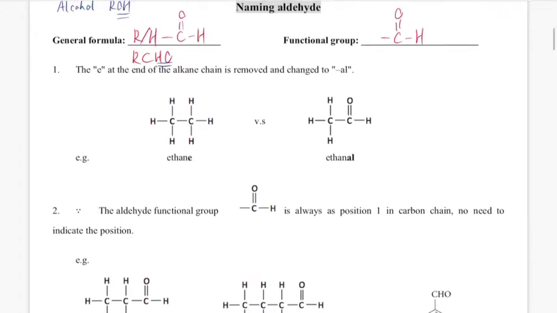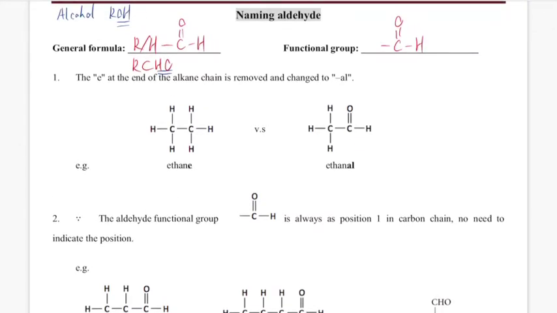So how can we name aldehyde? It's very similar to the way that we name alkanes, but we just remove the E at the back and change it to AL. Here is an example. On the left-hand side, we have the molecule which has 2 carbons as the longest chain, so we name it as ethane. And then if we attach the functional group at one of the carbons, then it changes to aldehyde.